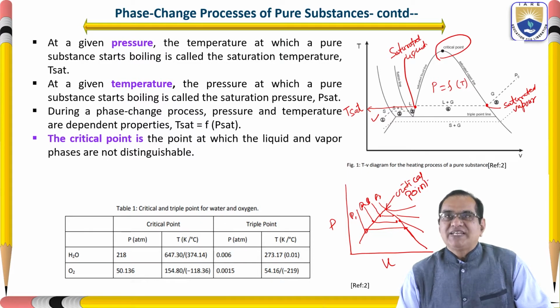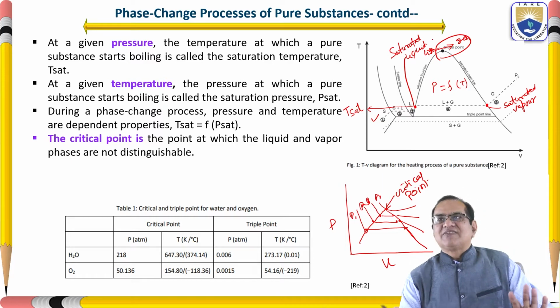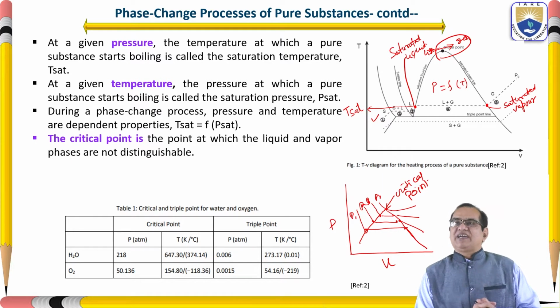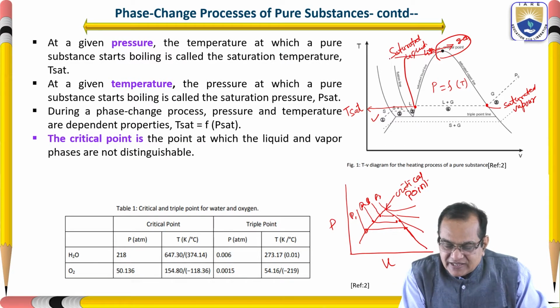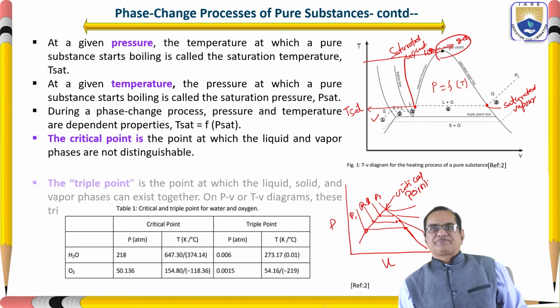The critical point is the point at which liquid and vapor phases are not distinguishable. At this point, here is the liquid and here is the gas, and all of a sudden liquid and gas will be the same. You cannot distinguish them. That point is called the critical point. If the temperature is higher than this, or the pressure is high, then your liquid will be converted to gas immediately.